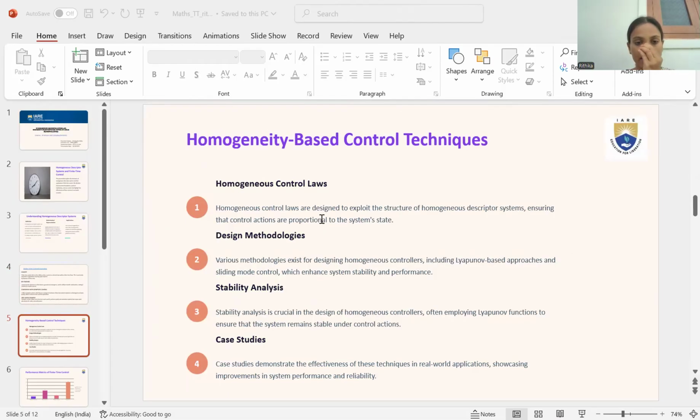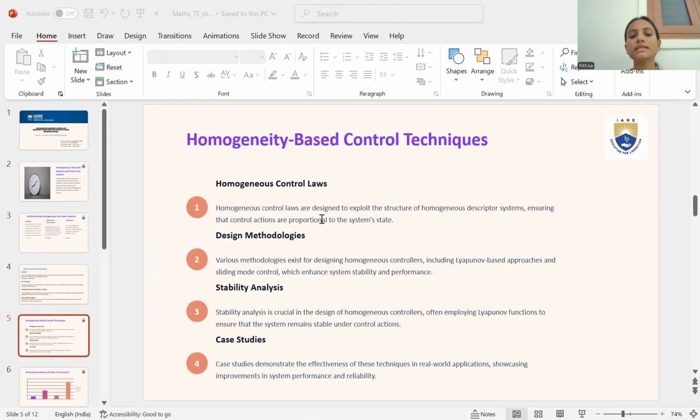Homogeneity-based control technique. Homogeneous control laws. Homogeneous control laws are designed to exploit the structure of homogeneous descriptor systems, ensuring that control actions are proportional to the system states. Design methodologies. Various methodologies exist for designing homogeneous controls, including observer based approaches or sliding mode control, which enhance system stability and performance.